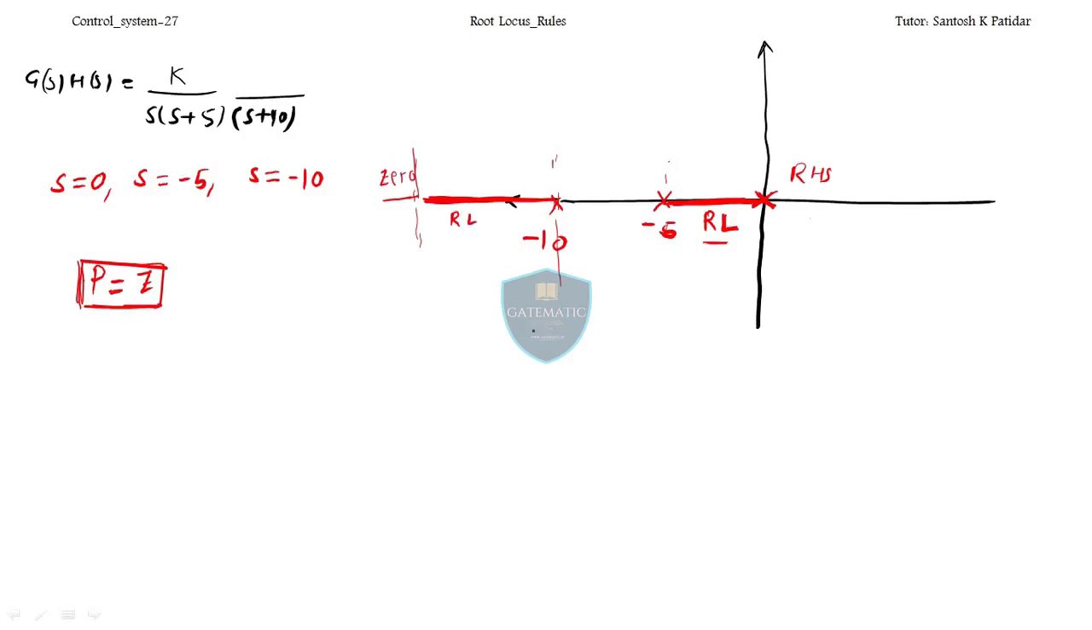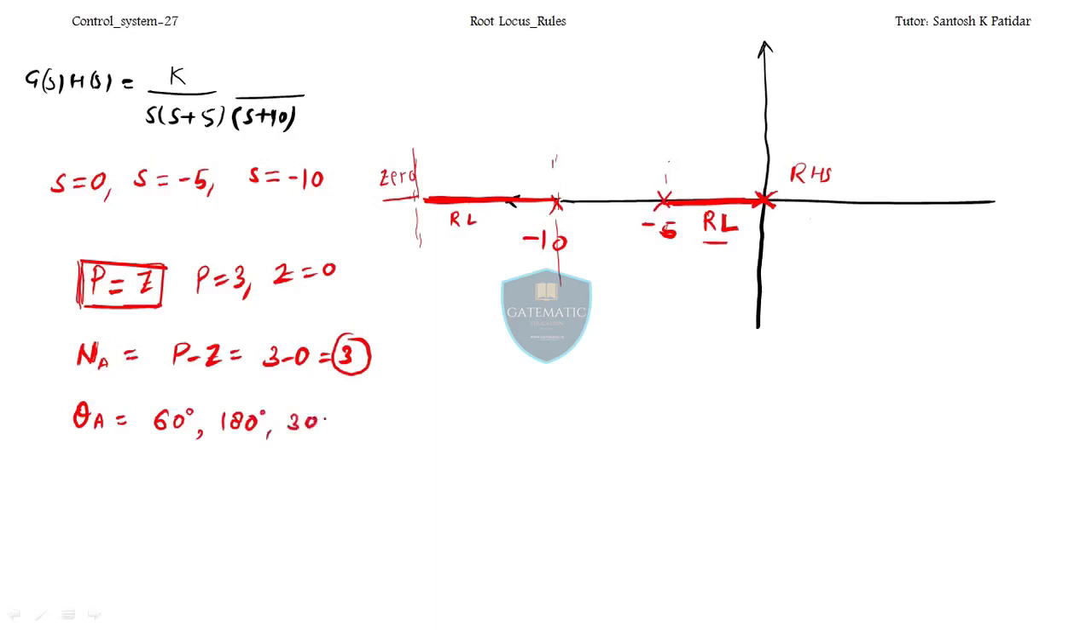Now how many branches will go to infinity? 3 branches will go to infinity, definitely. Why? Because the number of poles over here is 3, and the number of zeros is 0. So the number of asymptotes is nothing but p minus z, 3 minus 0, so you will get 3 asymptotic lines. Asymptotic lines are the lines heading towards infinity at a particular angle, and we have found those angles. The first one is 60 degrees, the second one is 180 degrees, and the third one is 300.